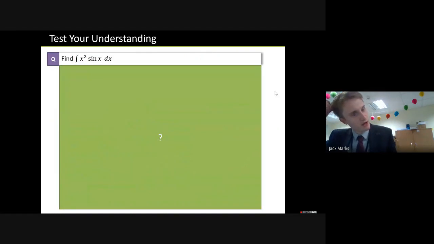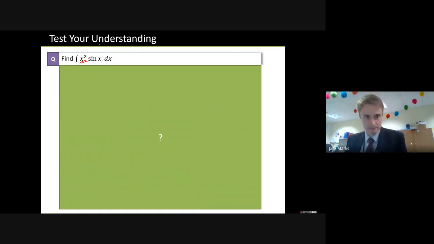So pause the video now and have a go. This one will require 2 steps. You can see it will require 2 steps because x squared, 2x, 2. It will have a similar sort of thing going on to the last one. Pause the video and have a go at that one there.